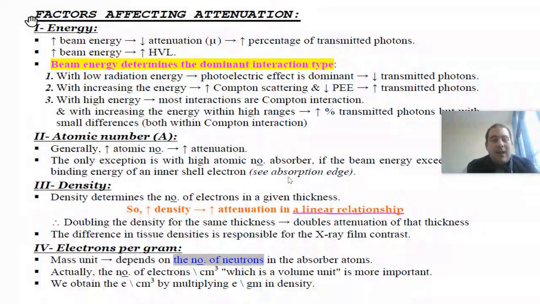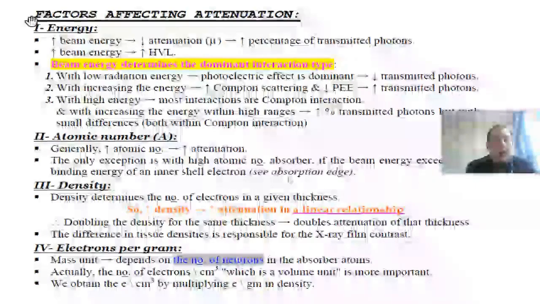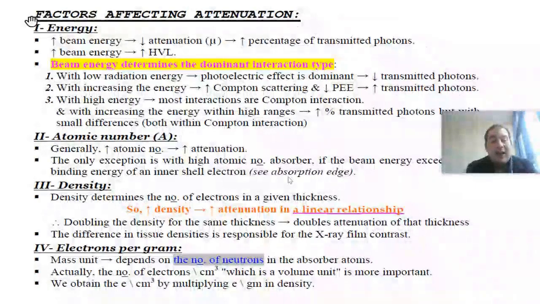The طاقة الشعاع (beam energy) determines the dominant interaction type. At low energy, the أثر الكهروضوئي (photoelectric effect) is dominant, and fewer photons are transmitted because most of them become photoelectrons. As energy increases, تشتت كومبتون (Compton scattering) dominates, and the photoelectric effect is less significant, resulting in a higher number of transmitted photons. Most interactions are Compton scattering.